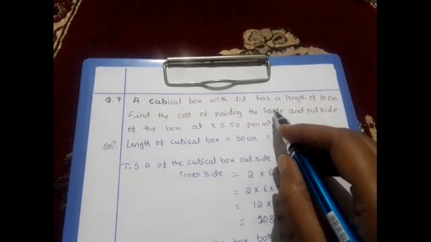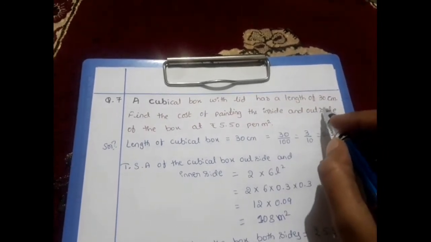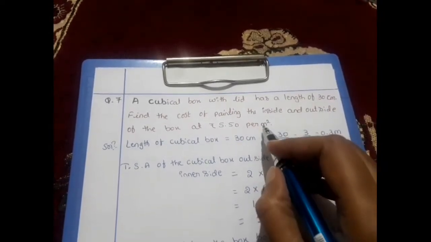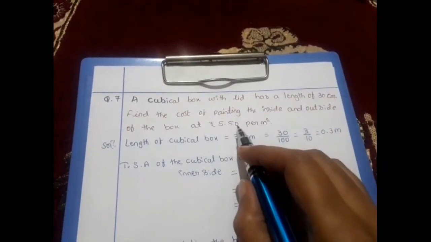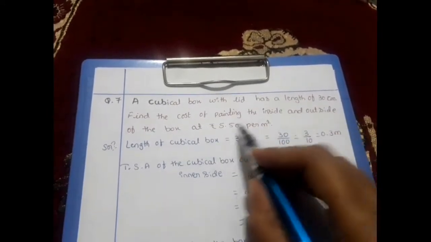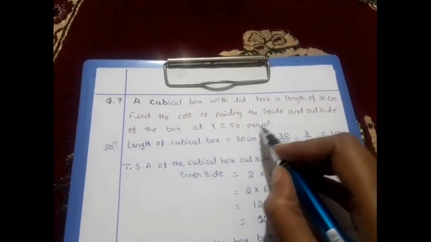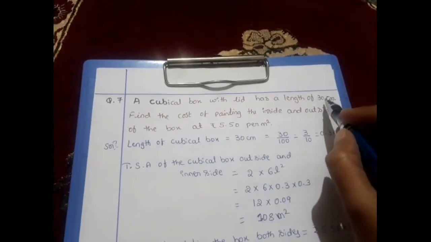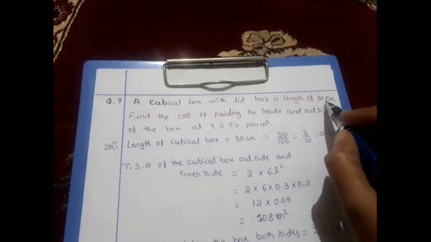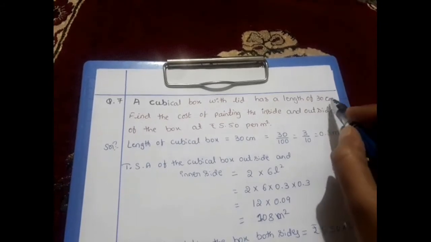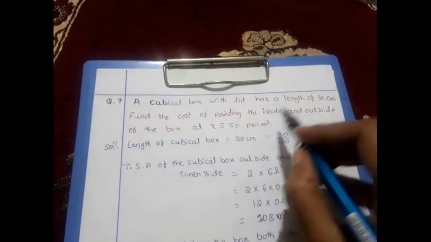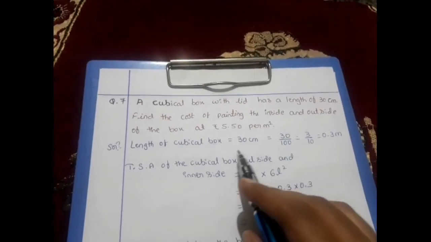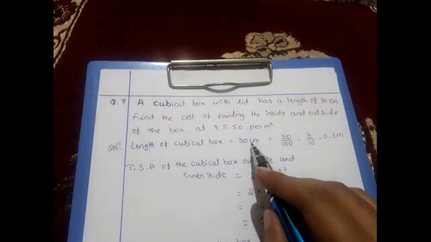Inside painting cost plus outside painting cost you have to find, if for every 1 meter square the cost is 5 rupees 50 paise. Here the cost is given per meter square. The length of each side of the cubical box is given as 30 centimeter. It is in centimeter, but here they have given the cost in meter square. Convert 30 centimeter into meter.